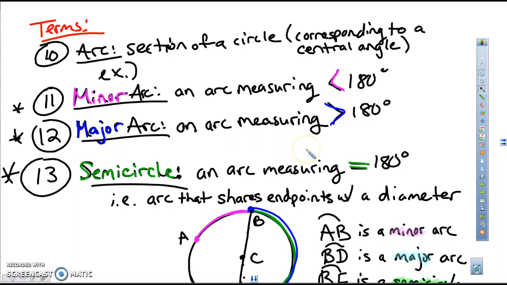All right, I'm going to throw a bunch more terms at you here. Here's where we're digging into the stuff with arcs. Just to tell you what an arc is, basically it's just a section of a circle. Remember, a circle is the set of points that revolve around a certain point. So an arc is just a section of those points. But I wanted to throw in there that it corresponds to a central angle. So keep that in mind.